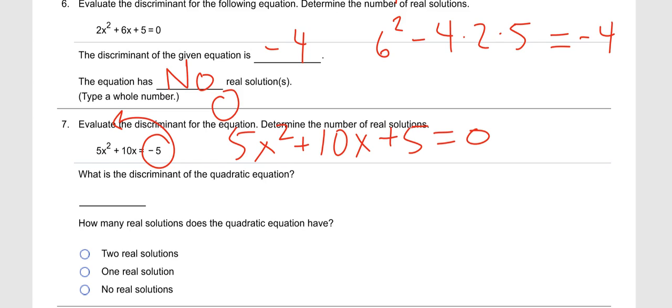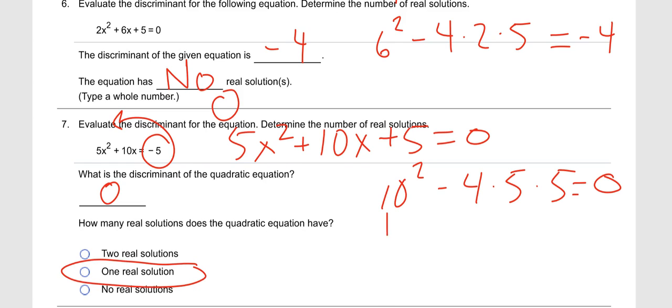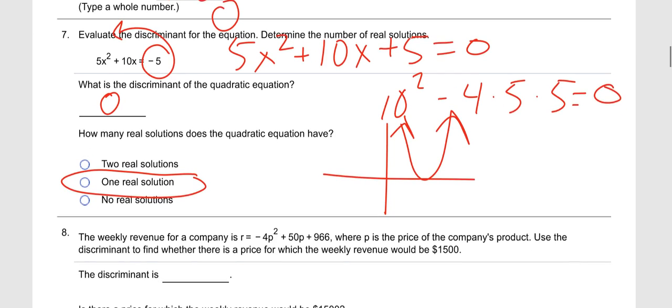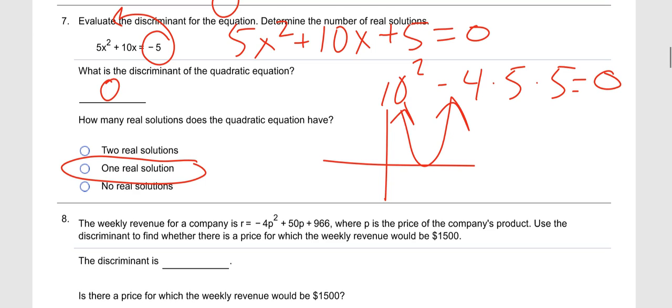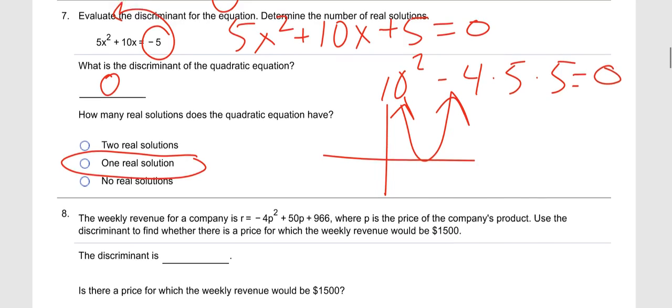Hopefully you got 0 for your discriminant, right? 10 squared minus 4 times 5 times 5 was 0. And that is a one real solution situation. That is where you're touching the axis in one spot, just like we drew that picture yesterday in your notes. If you don't have those written in your notes, whether you were gone or just not paying attention, you need to get them in your notes.